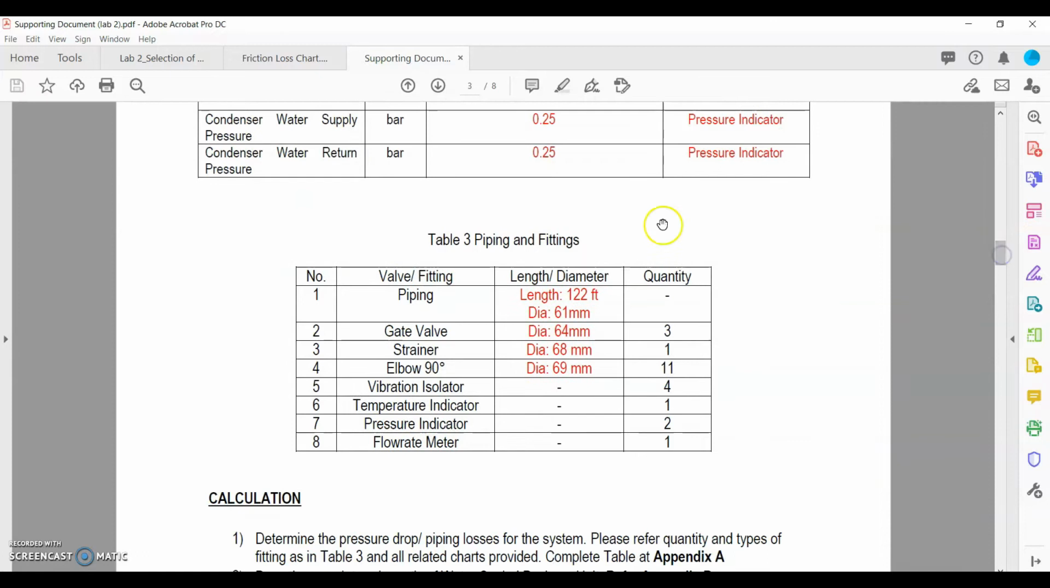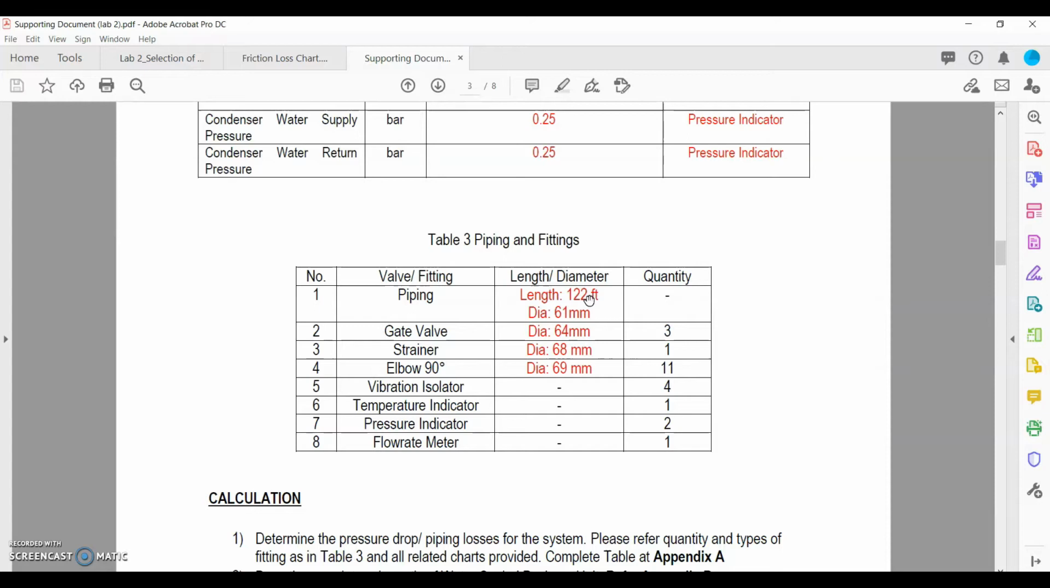Okay, and then for table 3, piping and fitting. I already gave you any type of valve and fitting attached to the piping. For the first info, you need to know the length of the piping, like I said just now. The length of piping is only focused on where the location of the pump is at the piping.